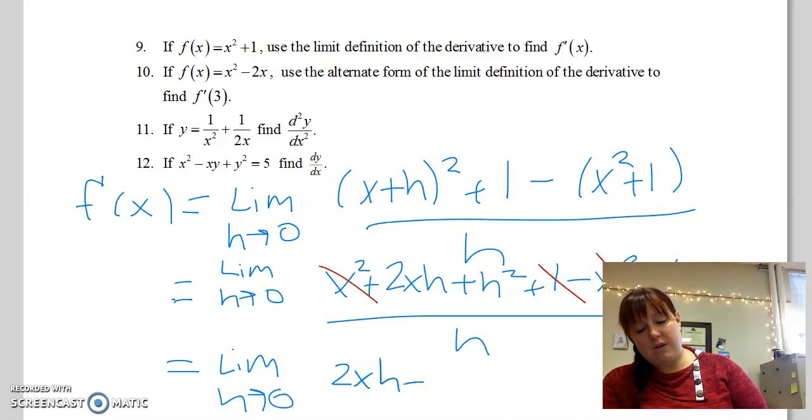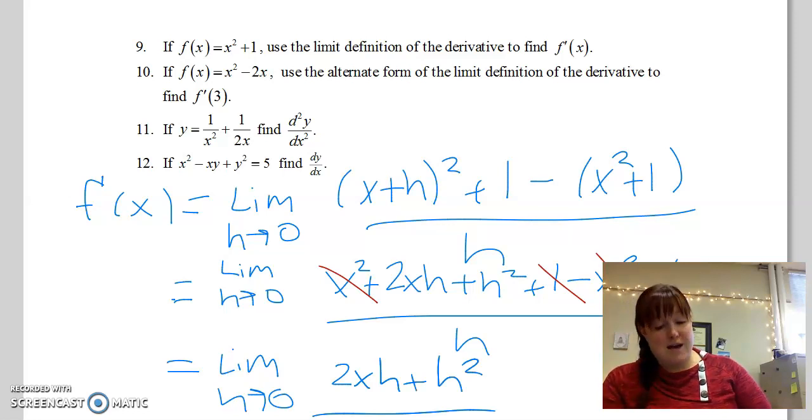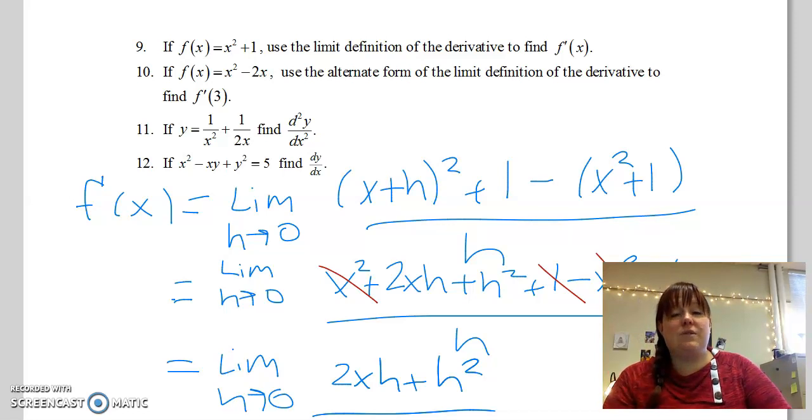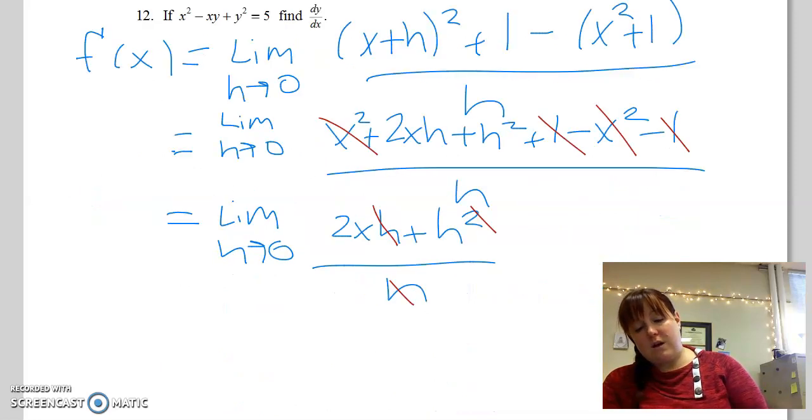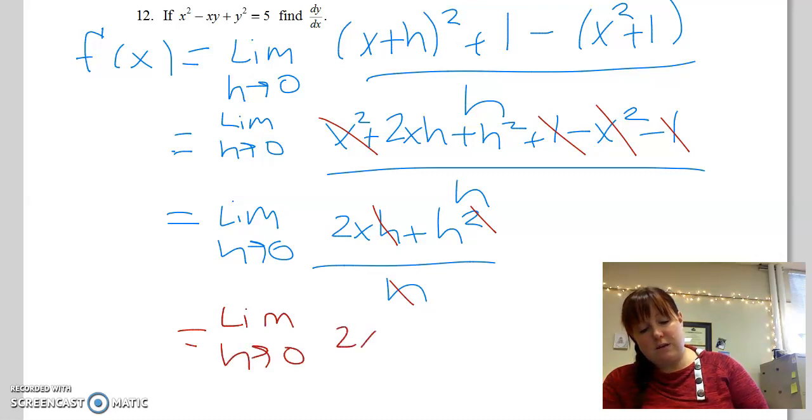If they do not all have an h in them, then you didn't do something right and you need to check your algebra, because this is supposed to happen, right? The h needs to get out of the denominator because we cannot have 0 in the denominator. So then we look at this and we see the h cancels out and that h squared just becomes h, and now we are still taking the limit as h approaches 0 of 2x plus h.